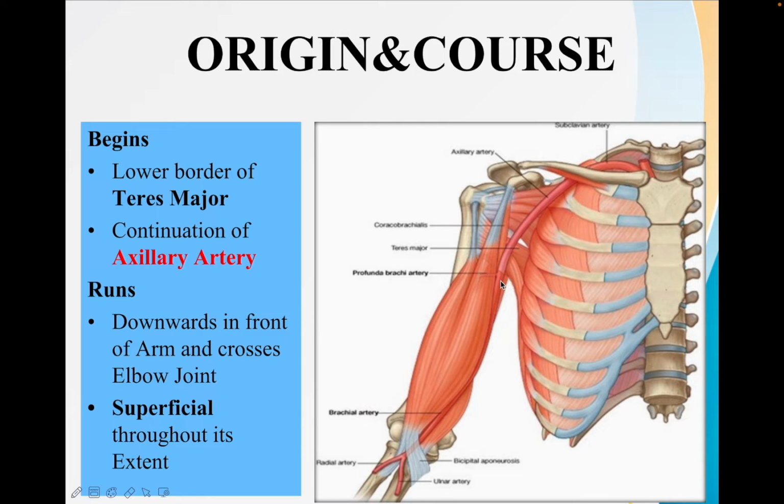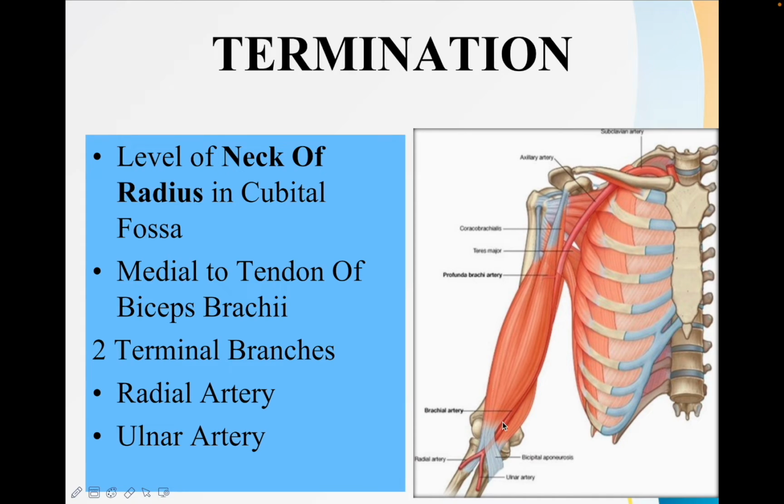It runs downwards in front of the arm, and after crossing the elbow joint, it terminates into two branches. It is superficial throughout its extent. At the level of the neck of the radius, this is the radius bone and this is the neck of the radius, in the cubital fossa, the brachial artery terminates into the radial and ulnar arteries.